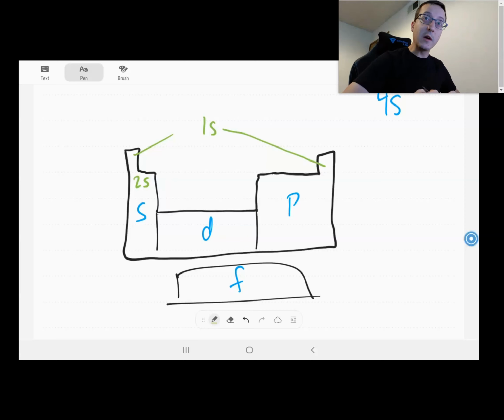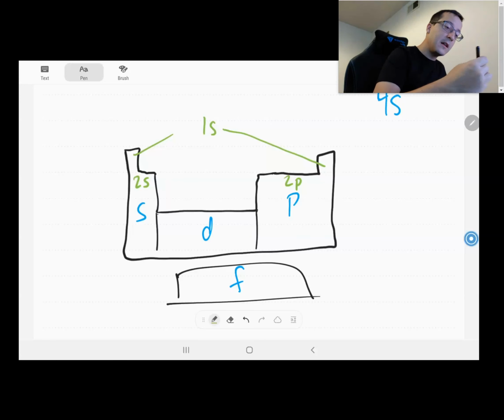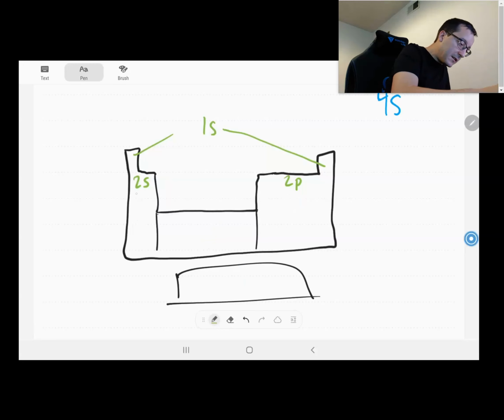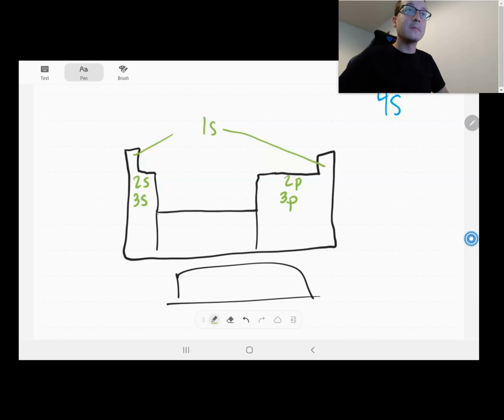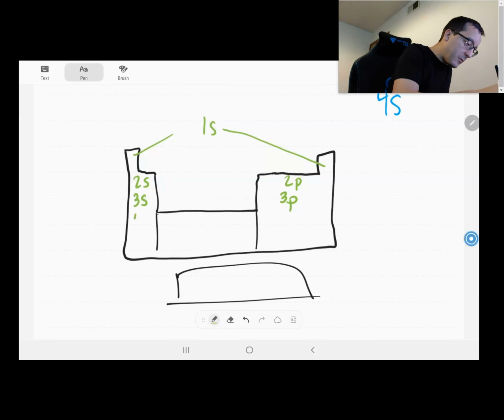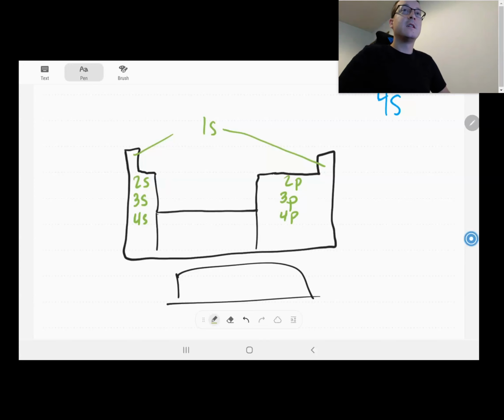So continuing, so 2s was the second row of the S block. We're going to see that 2p is the second row of the P block. I'm going to go ahead and erase these just because they're going to get in our way. We're going to see the third row is 3s and 3p. The fourth row is going to be 4s and 4p.